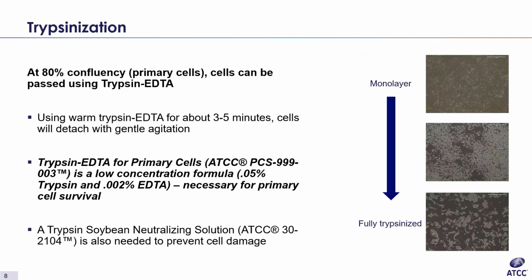So when you've reached 80% confluency, cells can be passaged with trypsin EDTA. Trypsin disrupts the proteins involved in attaching cells to the culture vessel. The figure on the right shows a progression of cells being trypsinized. At the starting point, we see cells attached as a monolayer. After trypsin is added to the cells, they become flattened and more round. When completely detached, they can be seen floating around in clusters.